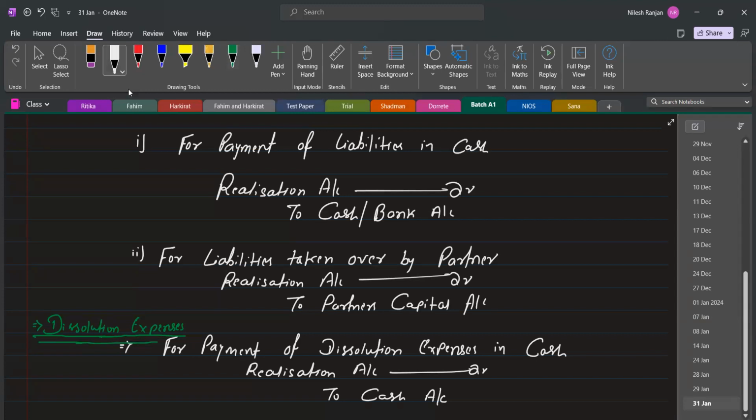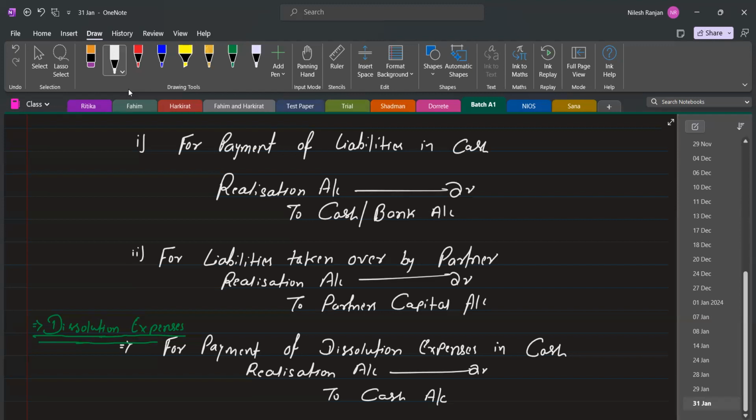Yes, sir. Okay. Now the dissolution expenses part. So when we dissolve our firm, when we shut down our business, there are certain expenses that we have to incur at the time of dissolution, because we have to sell our assets, we have to pay our liabilities and all other things. There are certain activities that we have to perform related to these functions, and on these activities we have to incur some expenses.